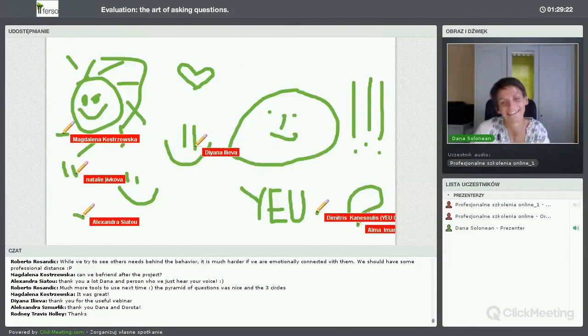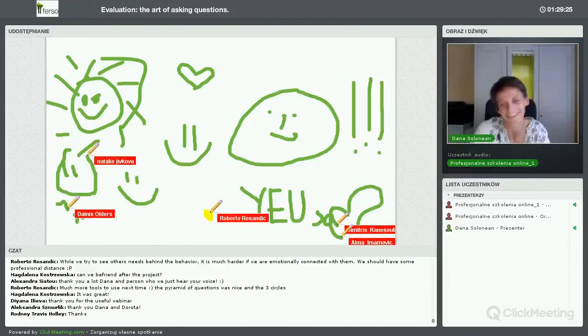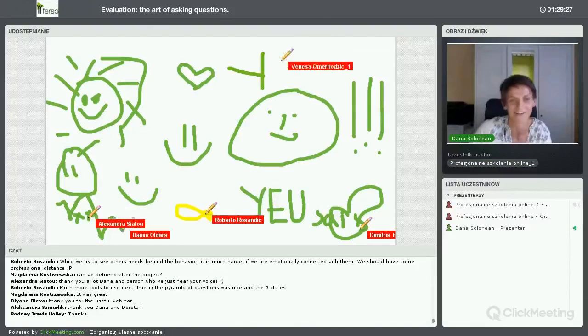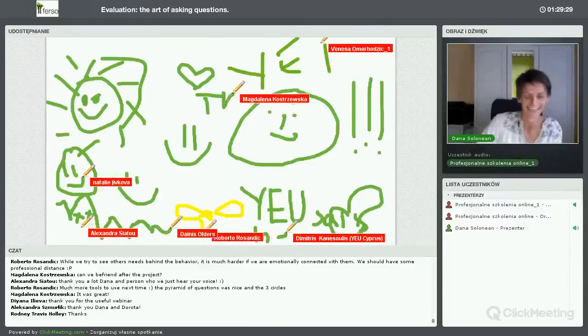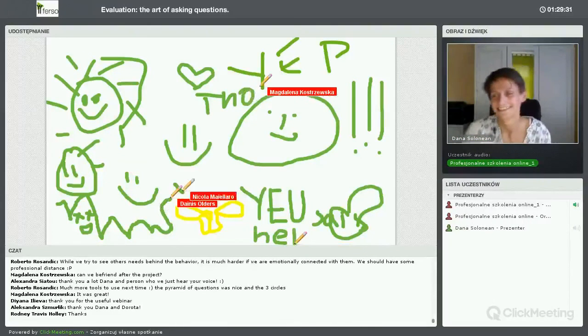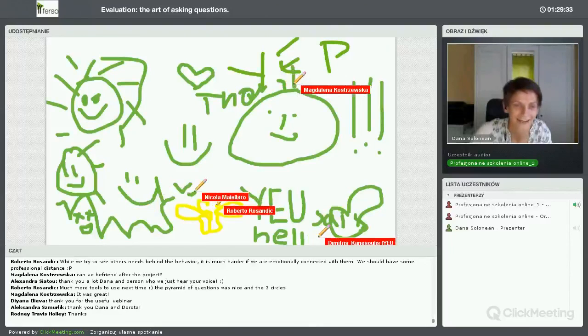Yeah, okay. Nice. You're being extremely creative, and you like this function. No, I like it also. Yeah, I like this function. Dana, you can also add something to that drawing. Don't hesitate.